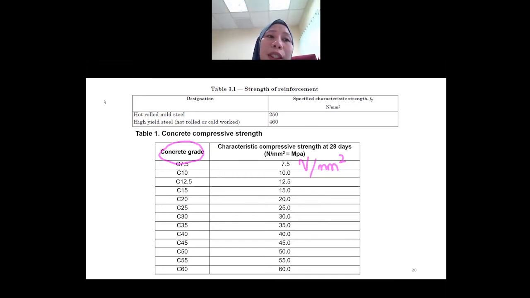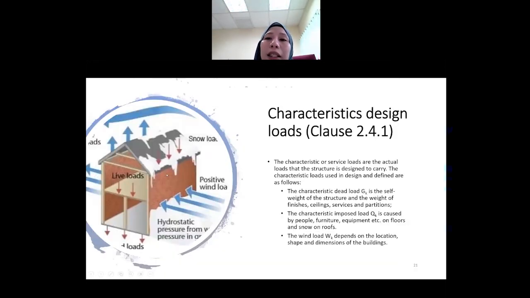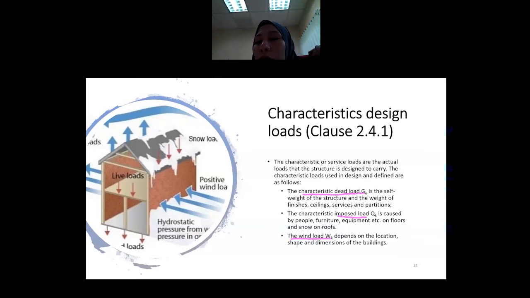So, I proceed lagi. So, here we have a characteristic design loads. So, from clause 2.4.1. So, kalau you ada BS, you boleh search for this clause. You boleh cari sendiri. You boleh tengok load apa yang ada. Okay, so here I show you we have a dead load, imposed load atau live load, and also wind load or lateral load. Okay, sama je.